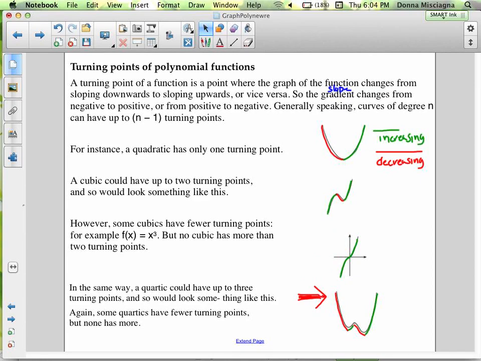In the same way, a quartic can have up to 3 turning points, and it would look something like this, although some can have less. So here we are decreasing, and then we're increasing. So then here's our turning point. That's a relative min, and then we're increasing. There's a relative max. So then we're decreasing, and there's a relative min, and then we're increasing, and we'll just keep doing that forever and ever and ever. And then, finally, this is the last page.